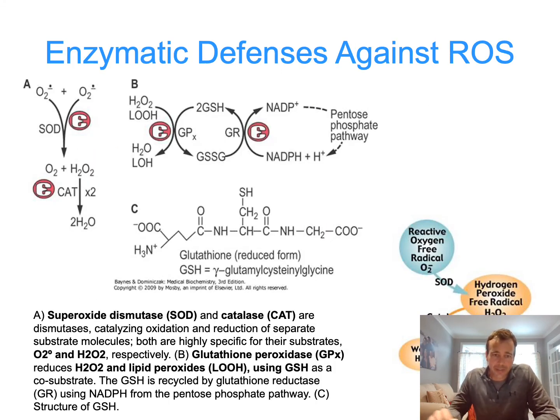Shown here is the reaction of superoxide dismutase and catalase. Again, the reaction is not as important. I'm not going to make you memorize the reaction. Just know that these enzymes are important for antioxidant defenses in our body. Some of the co-substrates that are used here are also shown. But again, it's more important that you understand superoxide dismutase and catalase being important in antioxidant defenses.